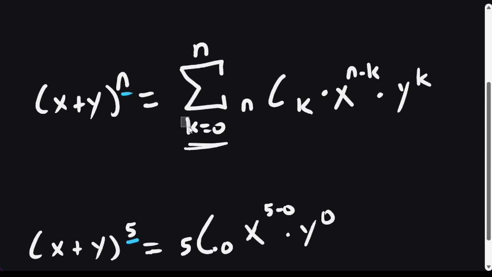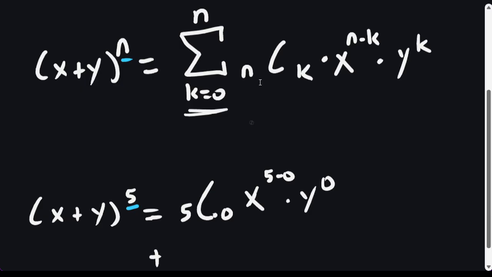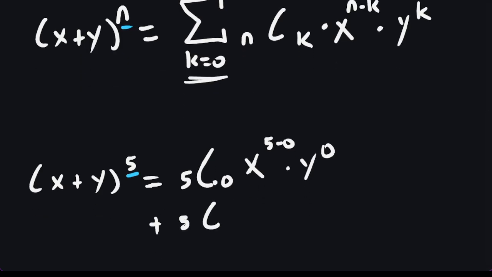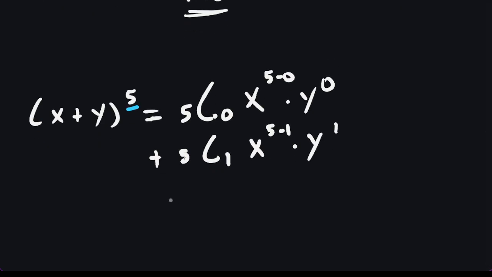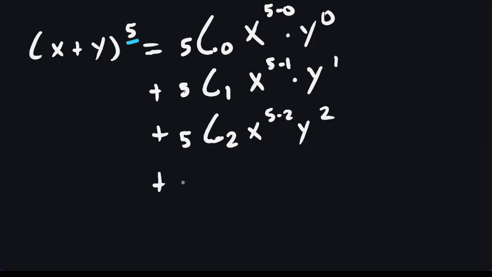Good. And let's iterate again. Let's do k equals 1. This is just n choose k, so 5 choose 1, times x to the n minus k, 5 minus 1, times y to the k, which is y to the 1. And we could keep going. Plus, and now k is 2: 5 choose 2, times x to the 5 minus 2, times y to the 2.